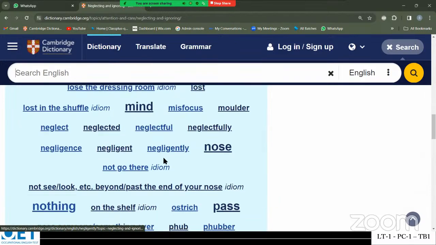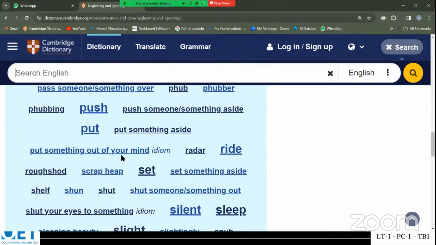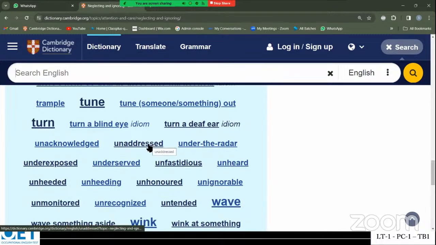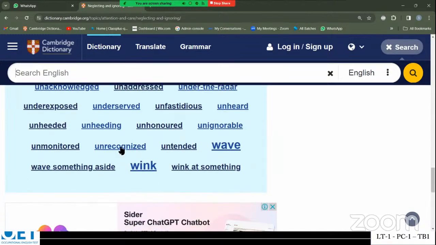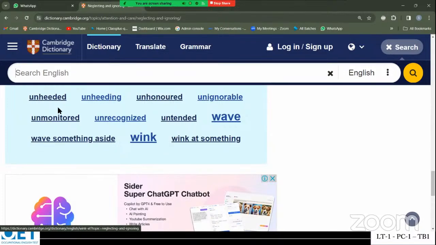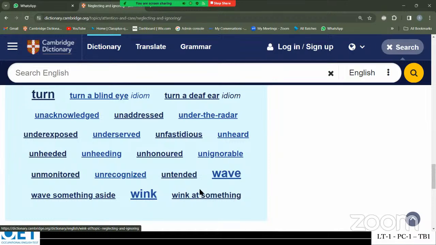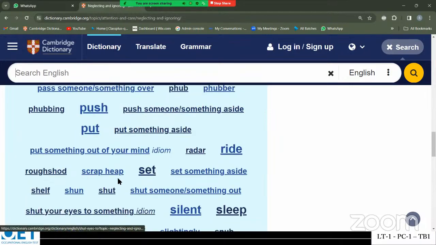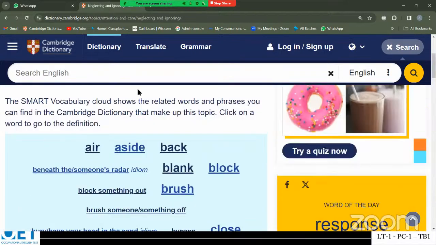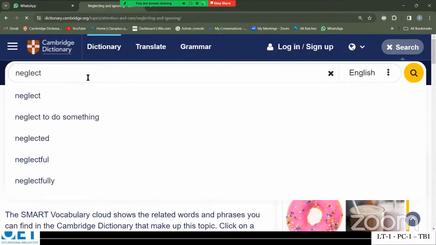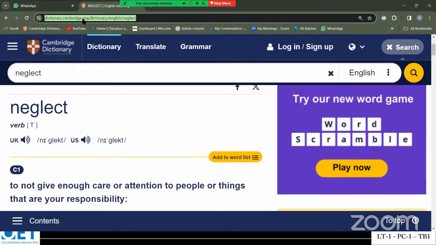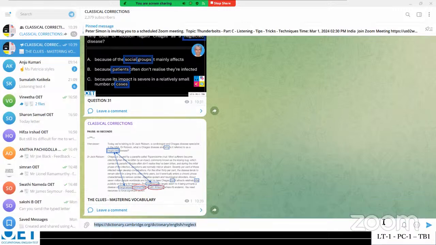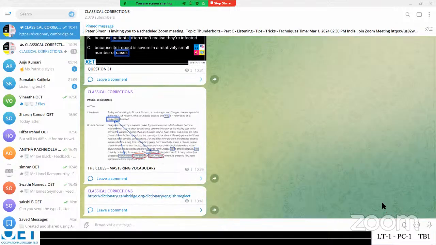Neglected. Push someone aside, put something out of your mind, set something aside. A lot of words you will get. Unaddressed, unrecognized, untended, unheeded, giving a deaf ear, wink at something, underserved people, undermined people, marginalized, neglected. Shut your eyes to something, an idiom. All this is related to neglected, marginalized. So it is a C1 vocabulary. Neglect is C1. So that is neglected.